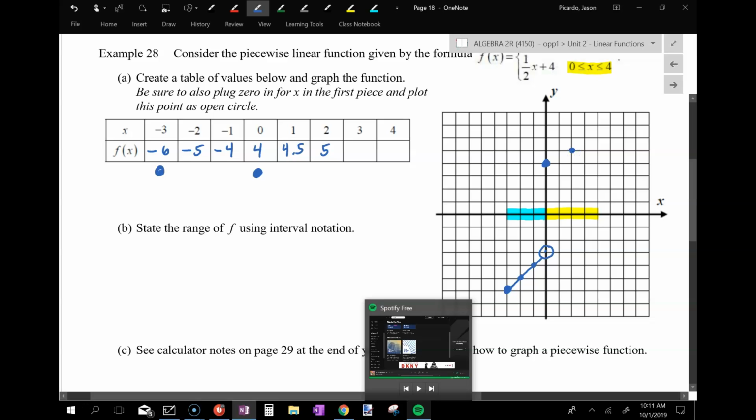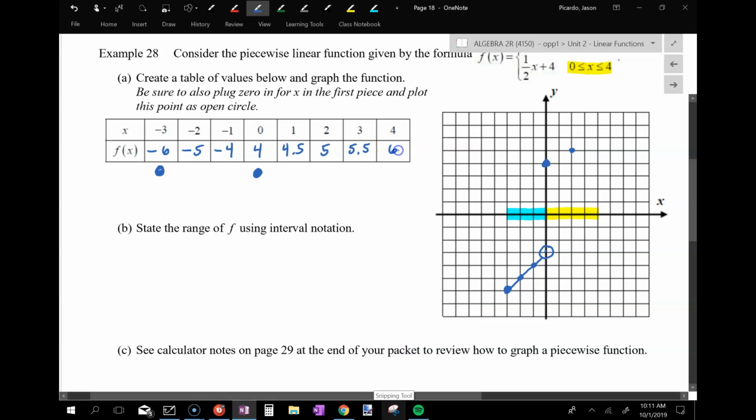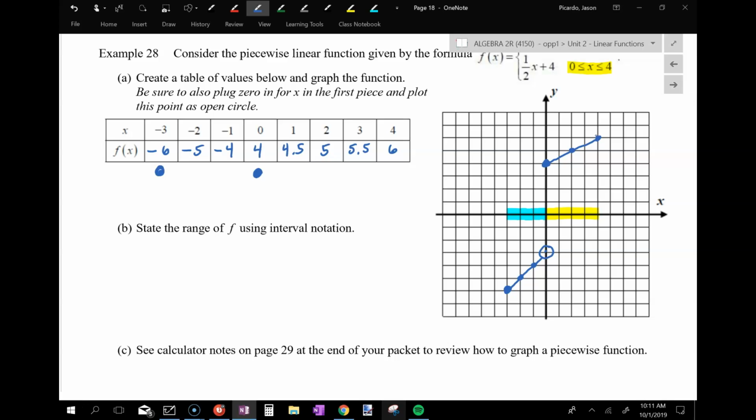Half of 3, 1.5 plus 4, 5.5. Half of 4 plus 4. Okay, so I go to 4, 6. Is 4 part of my answer? Yeah, so I'm going to put a nice closed circle on that, right? And play connect the dots. How do you guys like that? Pretty cool, right? It's kind of cool.